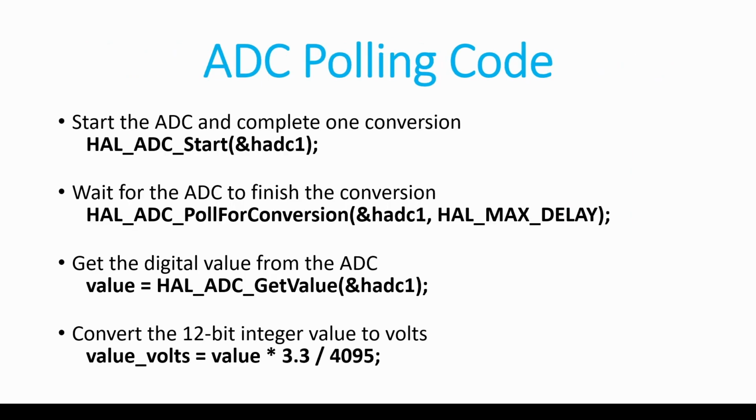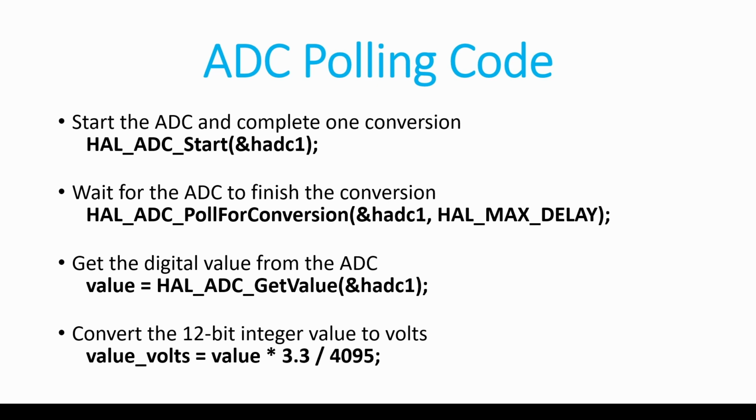ADC polling requires 3 lines of code to be run for each analog to digital conversion. The first line of code, HAL ADC start, turns the ADC on and instructs it to perform 1 conversion. The next line of code, HAL ADC poll for conversion, will halt the processor until the ADC has finished. If this command is absent, we risk reading the previously sampled value from the ADC or receiving corrupted data. The last line, HAL ADC get value, is how we will read the value of the ADC and store it in memory.